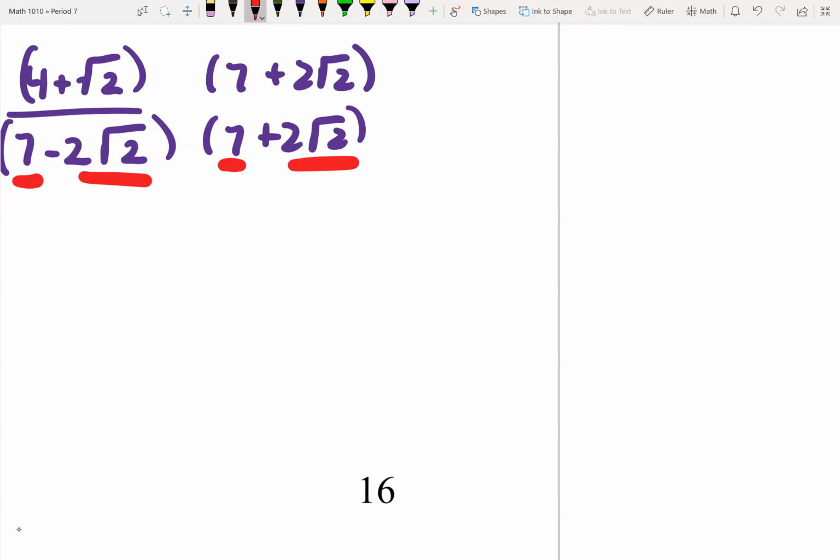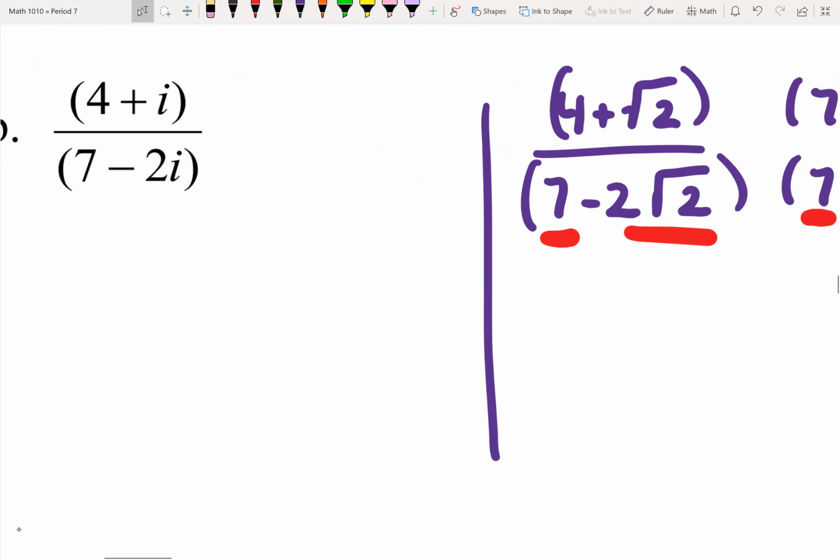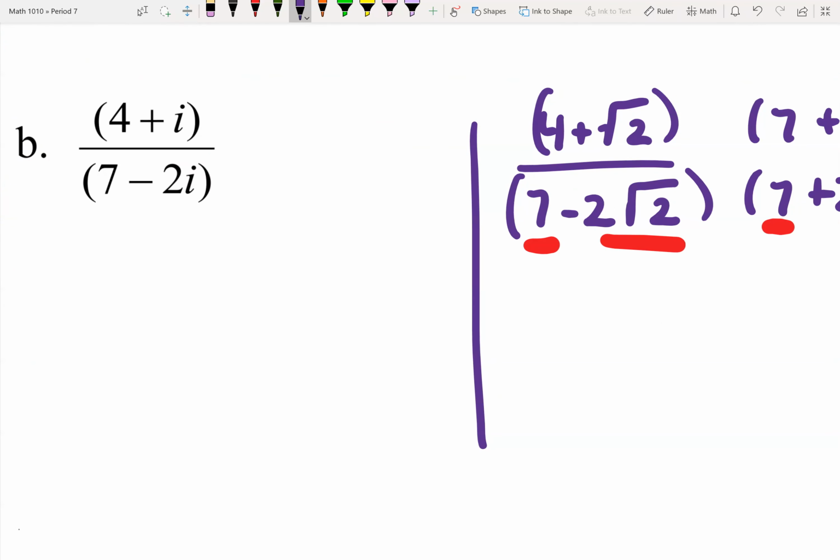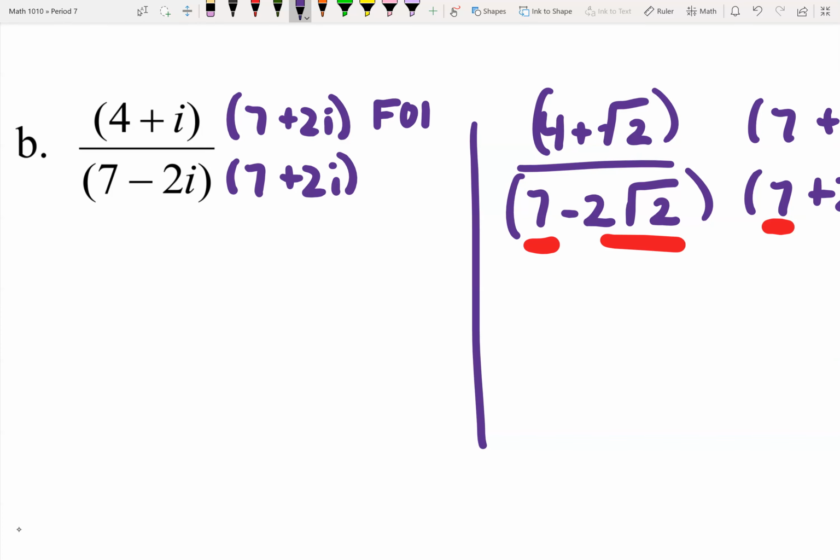Give me feedback. Okay, now let's come over here and let's do the same thing. I cannot multiply top and bottom by i. I have to multiply by the conjugate. So everybody go 7 plus 2i. Please write it on the top and the bottom. With one word, what are we going to do to the top? FOIL. Write that down. So when you go through your workbook, you remember what you did. What are we going to do to the bottom? F and L. We don't have to FOIL. Why don't we have to FOIL?